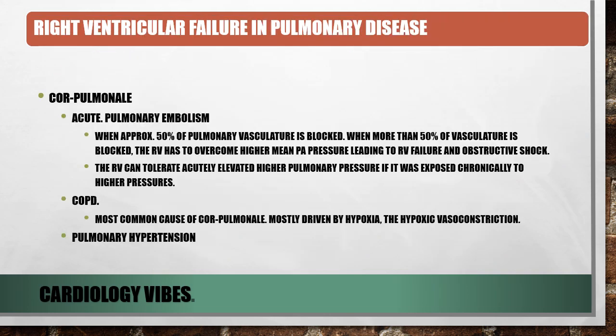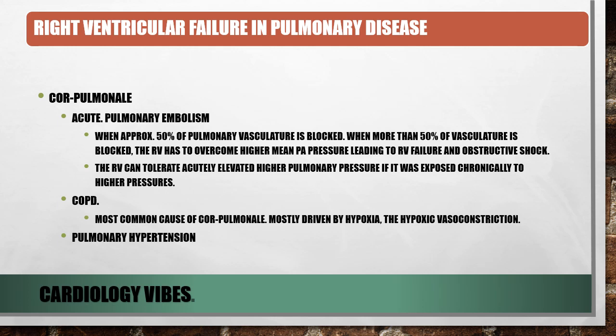The second group of patients who have right ventricular failure is secondary to pulmonary disease, and classically patients who had right ventricular failure due to pulmonary disease, the condition was labeled as cor pulmonale, and it can be acute or chronic. Acute cor pulmonale usually occurs in acute pulmonary embolism when more than 50% of the vasculature is blocked. The right ventricle has to overcome higher mean pulmonary artery pressures, leading to right ventricular failure and obstructive shock.